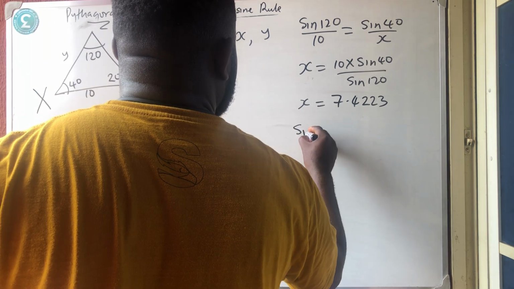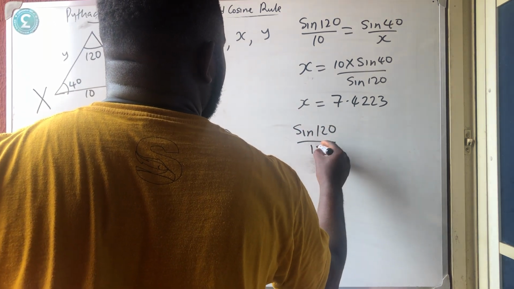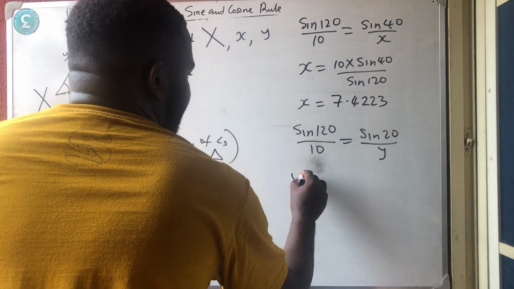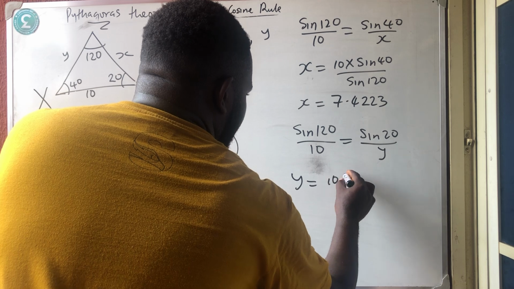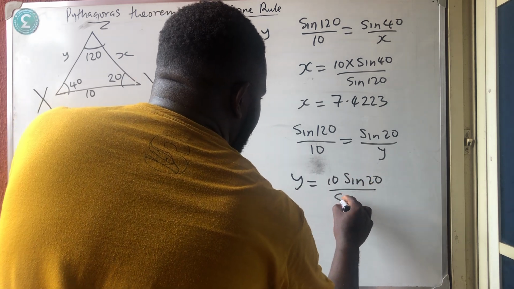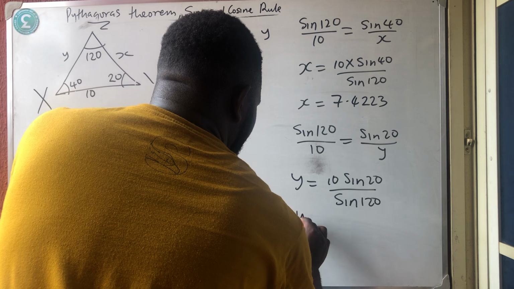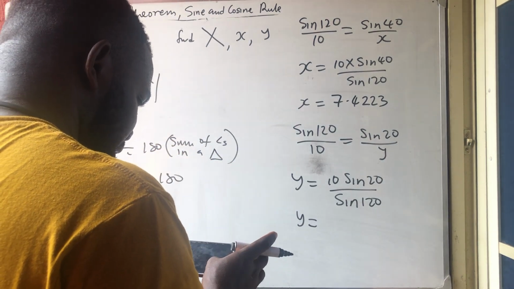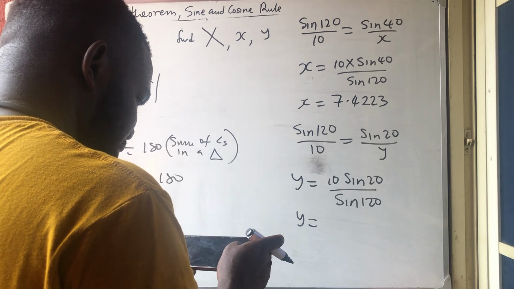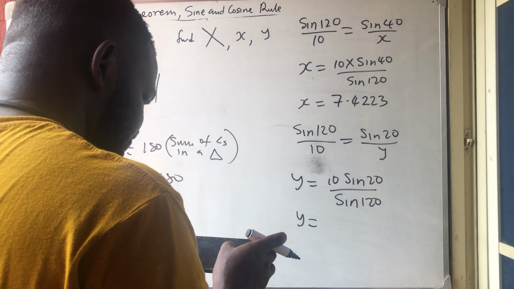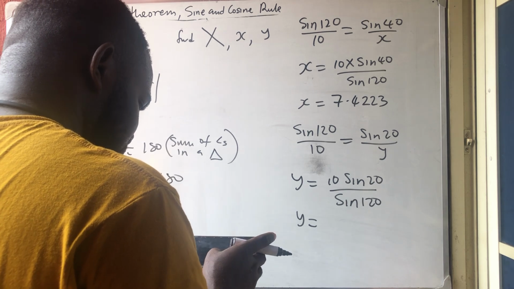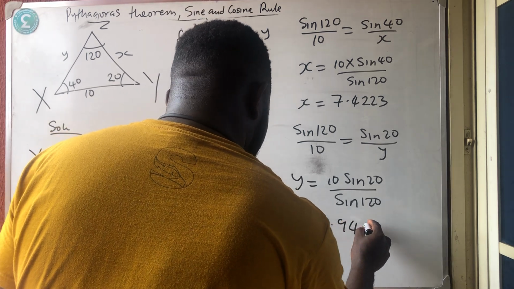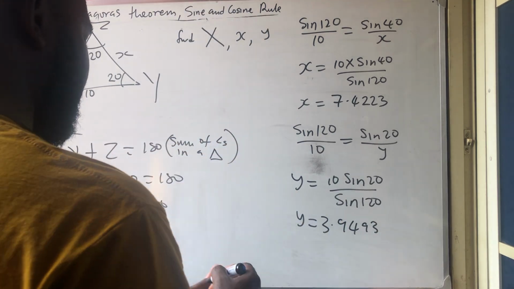So for y, I will say sine the same 120 all over 10 facing it is equal to sine 20 all over y. So if I cross multiply, I'm having that y is equal to 10 sine 20 divided by sine 120. So my y is equal to 10 sine 20 divided by sine 120. So I'm having 3.9493. Okay, so that is that.